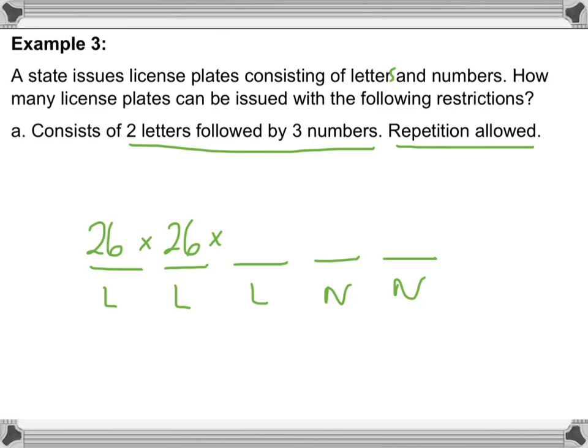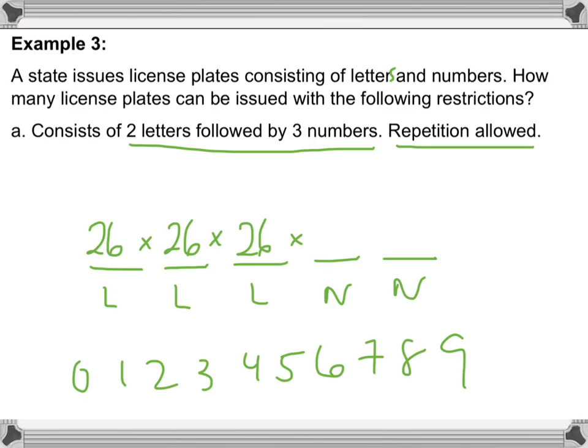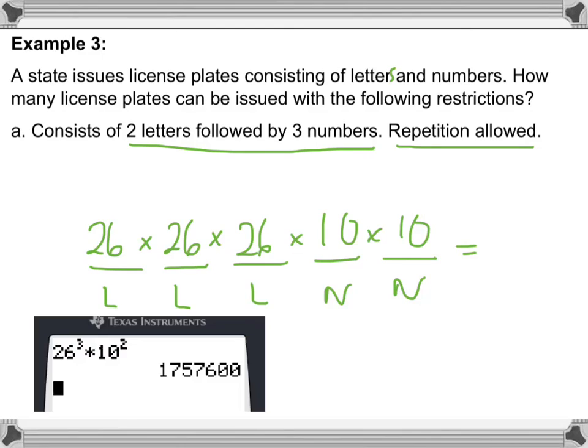Okay, now for the third letter, again, I have 26 because I'm allowed to repeat again. Now the single digit numbers: 0, 1, 2, 3, 4, 5, 6, 7, 8, and 9. There's 10 possible single digit numbers. Okay, and again, I'm allowed to repeat. So this is what this is right here. Now if I use a calculator to calculate these possibilities, I would get 1,757,600 possible license plates.